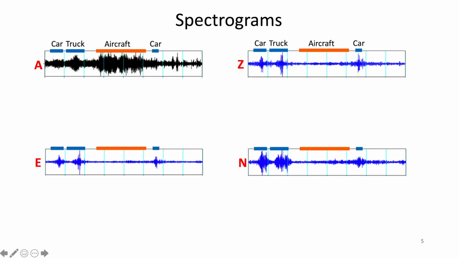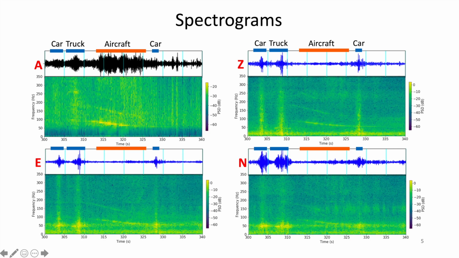These waveforms of the audio and the 3 seismic components contain 3 events of ground-based traffic and 1 event of aircraft. We applied short-time Fourier transform to each waveform and generated their spectrograms. The spectrogram has vertical axis of frequency and horizontal axis of time. Its amplitude indicates power spectral density, which is plotted in dB.